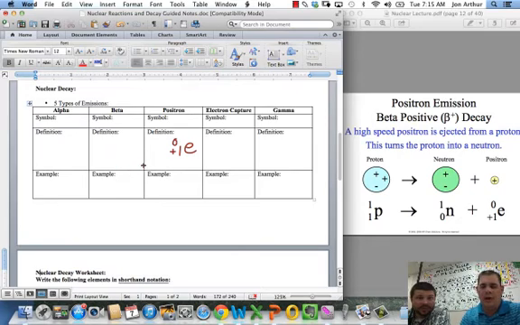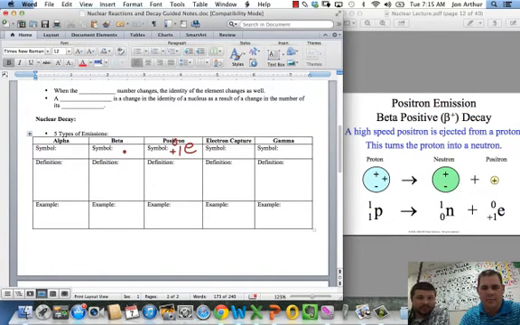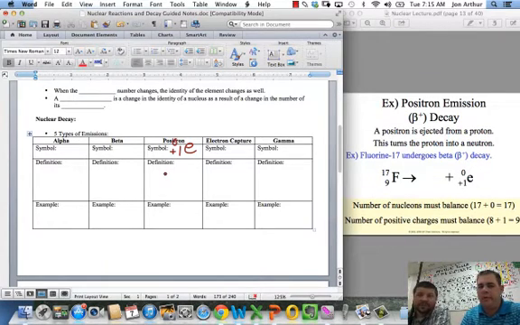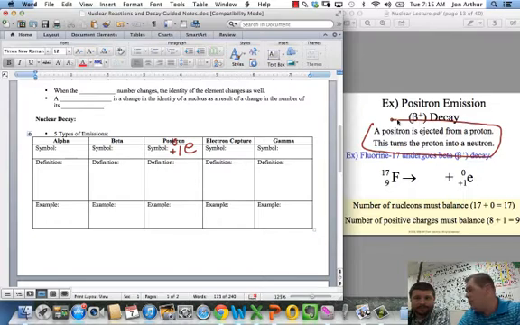So it's the same thing as previously. It's just kicking out a positron instead of an electron this time. And so your definition there, you guys can probably figure out the right definition here: a neutron ejects a proton. You can just write that down in your box over there.